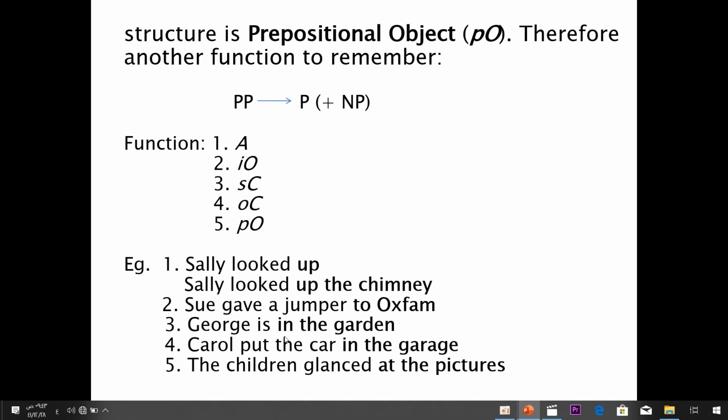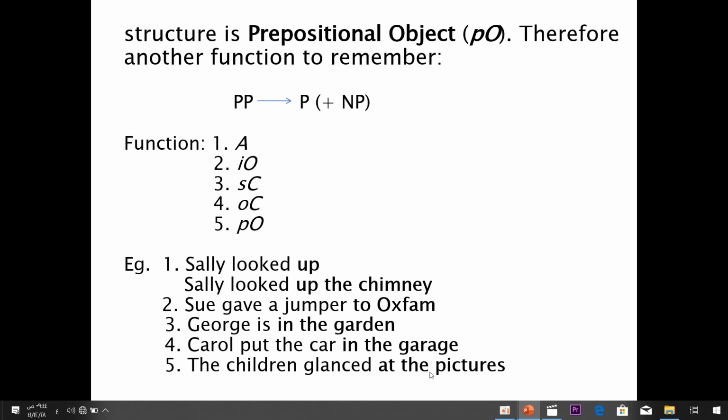So once again, this is a verb phrase, or we call this a prepositional object, because we say glanced is a verb and at is a preposition, and the noun phrase, the pictures, is the object of a preposition. That's why we call it prepositional object.